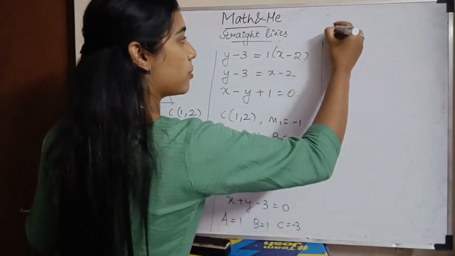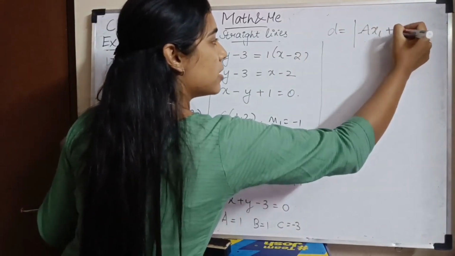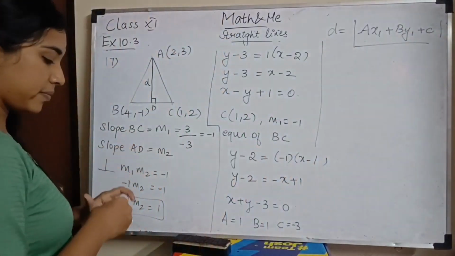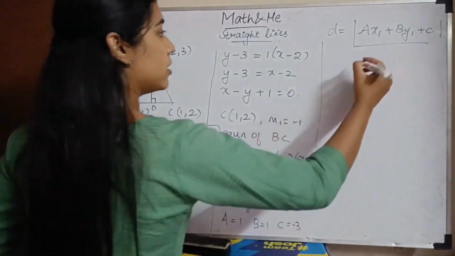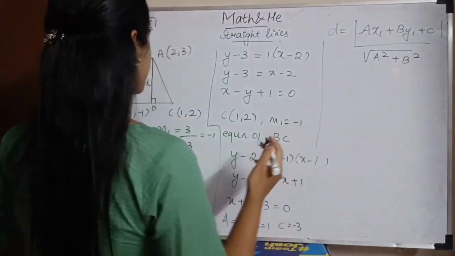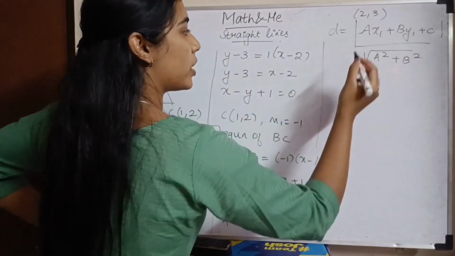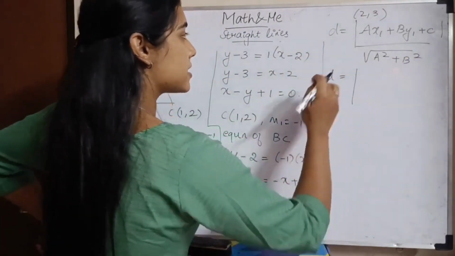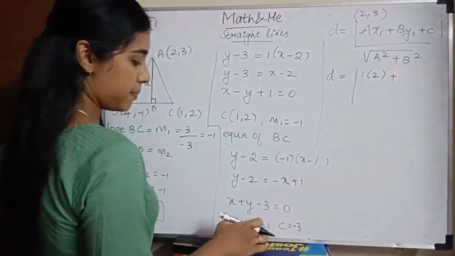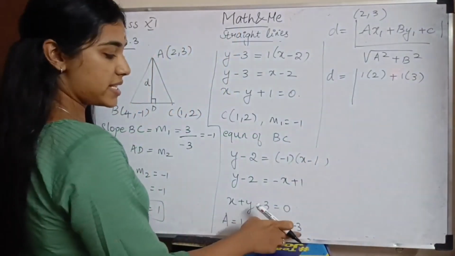So using the distance formula, what is my distance formula? D equals ax1 plus by1 plus c divided by root of a square plus b square. What is my point? 2, 3. So this is my point, which is x1 and y1. So the distance is a, which is 1, times 2, plus b, which is 1, times 3, plus c. What is my c? Minus 3.